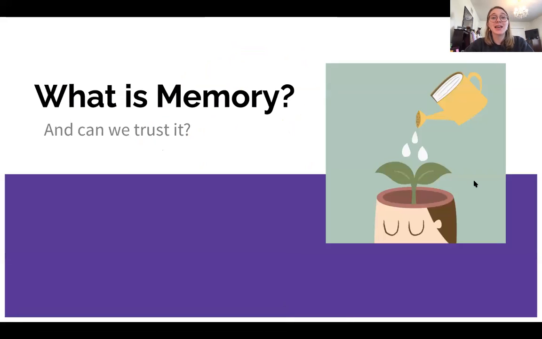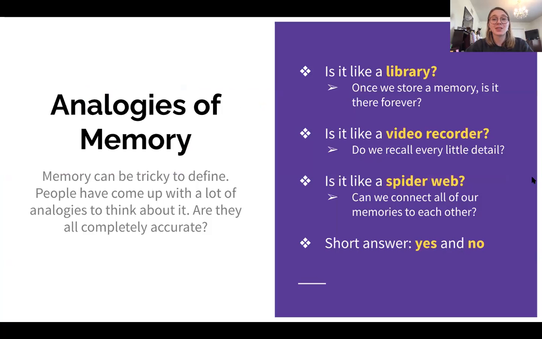So our topic for today, what is memory? So memory is a pretty big topic. It is pretty hot among psychologists and neuroscientists, and we think you're gonna find it pretty interesting. There's a lot of different analogies that people like to use to talk about memory. Because it's such a huge topic, it's really hard to define. Some people like to compare it to a library, where it's just this vast collection of knowledge in one place. So we have to ask, when we store memory, is it there forever? And also, do we keep memory in one place?